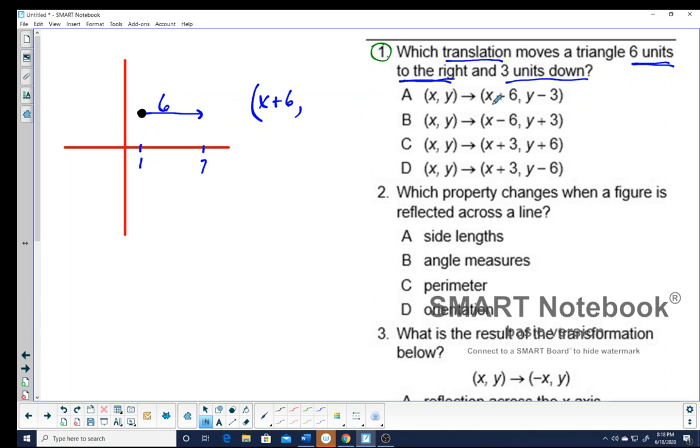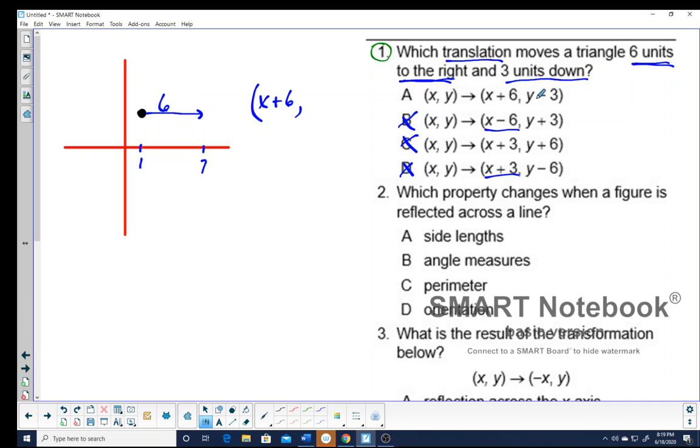Well, look at the answer choices. You can already eliminate some answers. A has x plus 6, but what does B have? X minus 6, so that's wrong. That would be 6 to the left, wouldn't it? X plus 3 means only 3 to the right, so that's wrong. And this one also says x plus 3, that would be only 3 to the right. So just by knowing that 6 to the right means x plus 6, you know A is right.